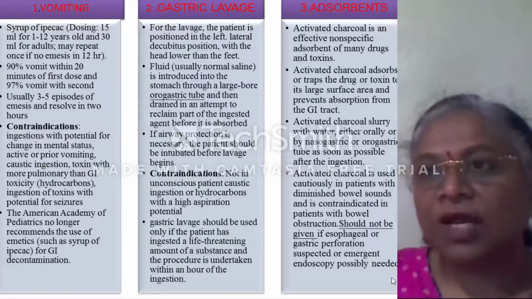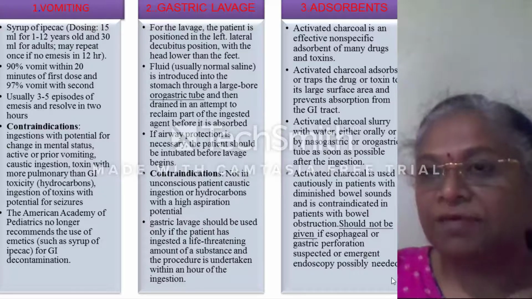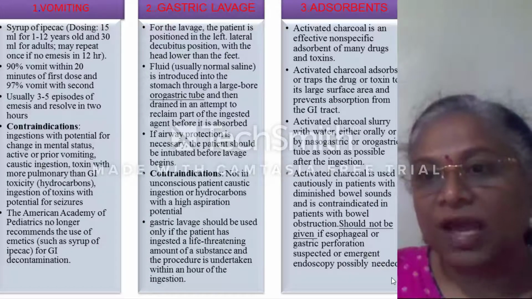Very commonly used are the adsorbents, and the most common adsorbent is activated charcoal, because it can be effective even in non-specific poisoning, where you don't know exactly which type of poisoning has occurred. It is a non-specific adsorbent: activated charcoal adsorbs or traps the drugs and toxins on its surface and prevents their further absorption. An activated charcoal slurry is made in water, and it is given either orally or by nasogastric or orogastric tube as soon as possible after the ingestion of the poison.